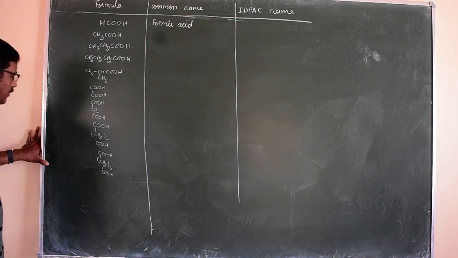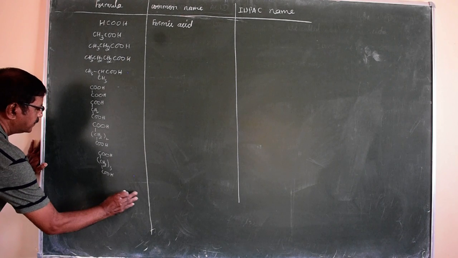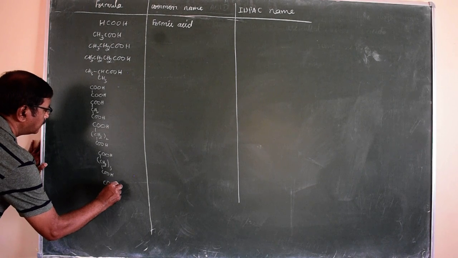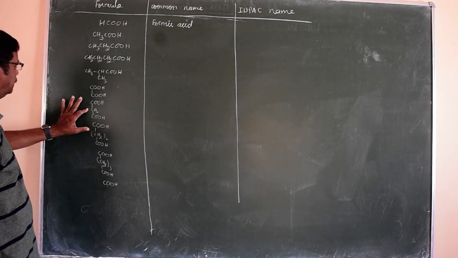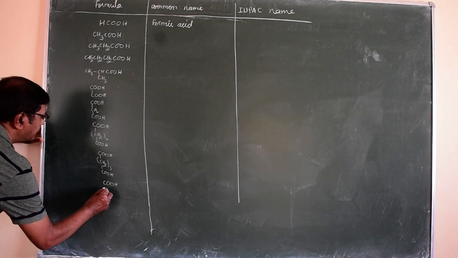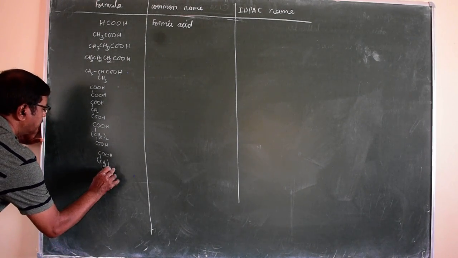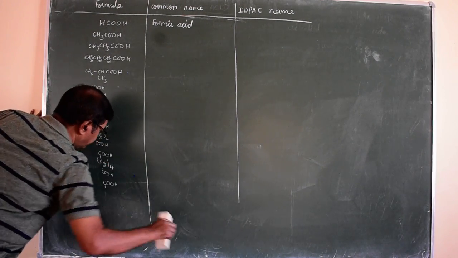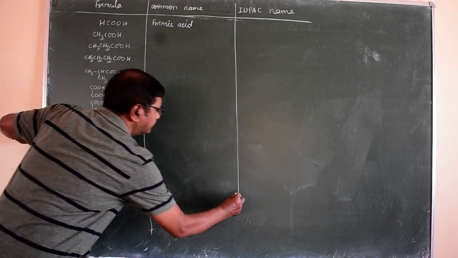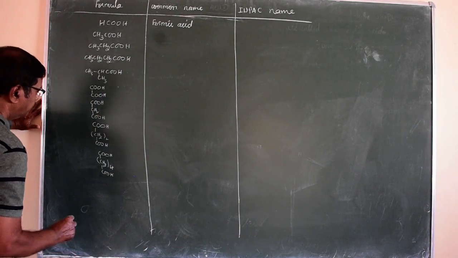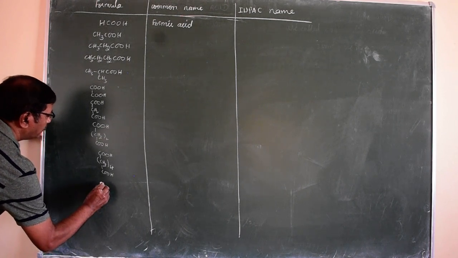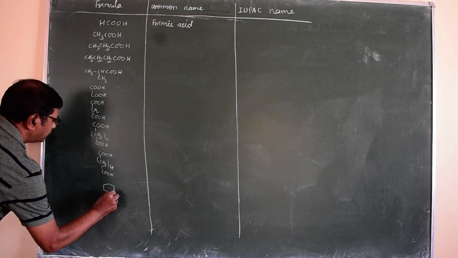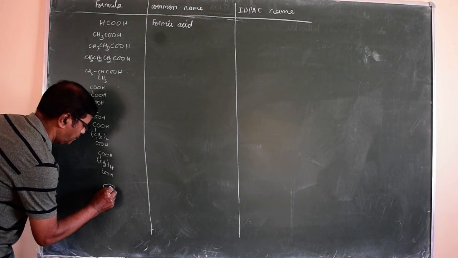Then we have COOH, and I am writing here CH2 four times instead of wasting time. Just remember the IUPAC names. Then we have COOH.